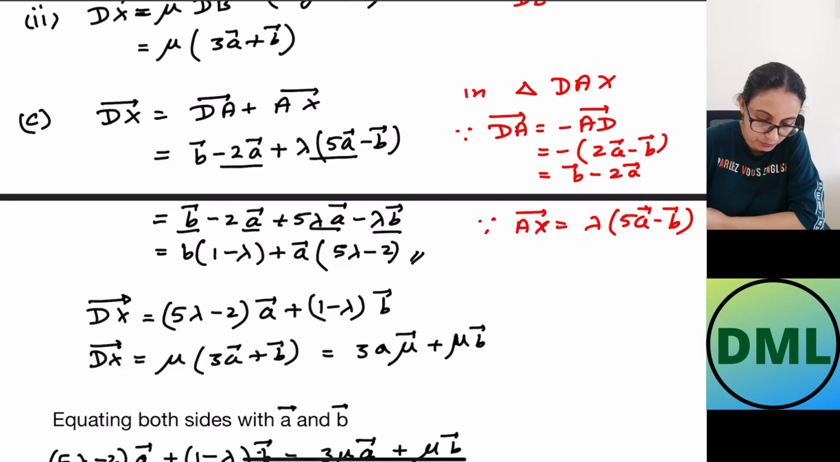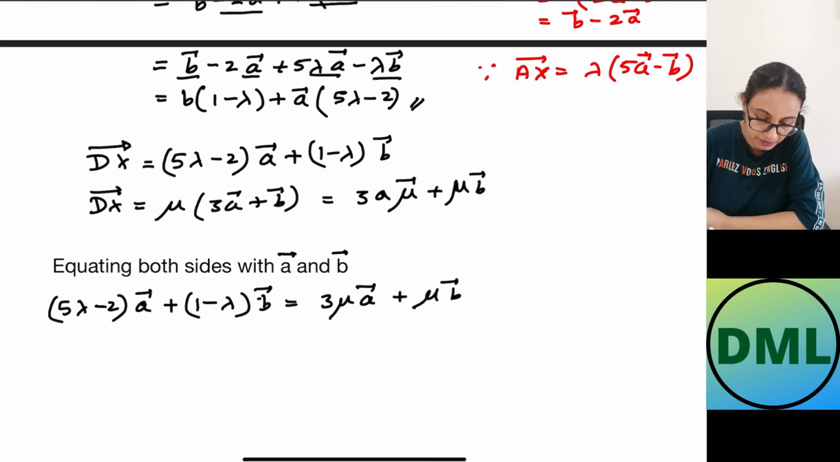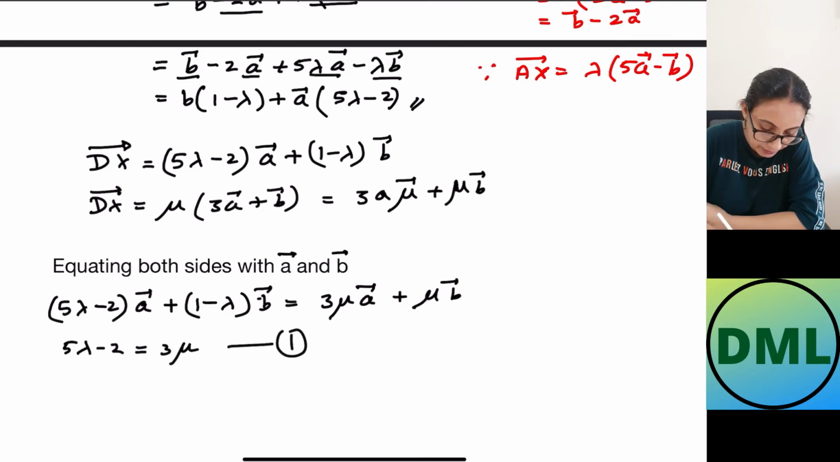And DX is equal to mu times (3a plus b), which, if I open the bracket here, will be this one. Now I am equating both sides with vector a and vector b. As you can see, I have equated both the values. Now I will compare the values for vector a and vector b separately. If I compare the vector a, then 5 lambda minus 2 is equal to 3 mu. This is my first equation. Now 1 minus lambda is equal to mu. This is my second equation.